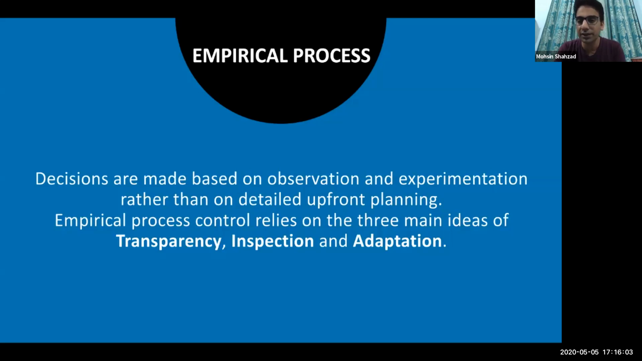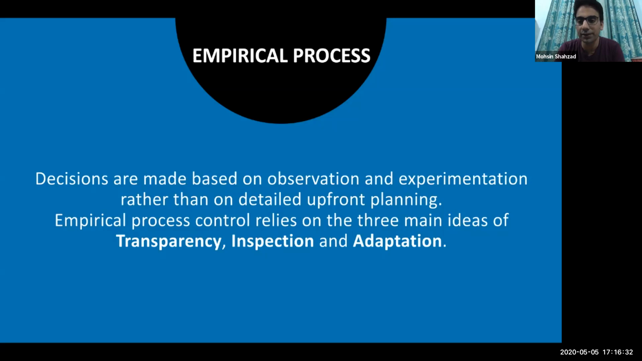Scrum is an empirical process. What is an empirical process? Decisions are made based on observation and experimentation rather than on detailed upfront planning. Empirical process control relies on three main ideas: transparency, inspection, and adaptation. So this is mostly based on observation and experimentation. And Scrum was initially designed specifically for complex product development.